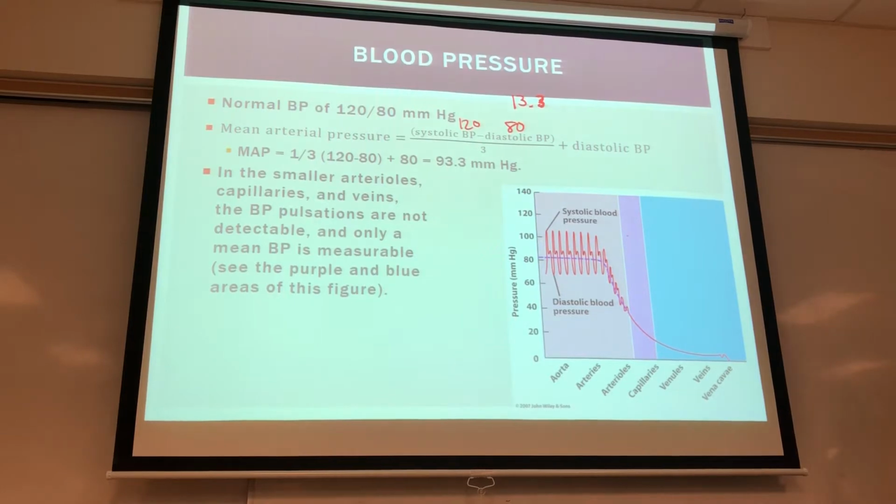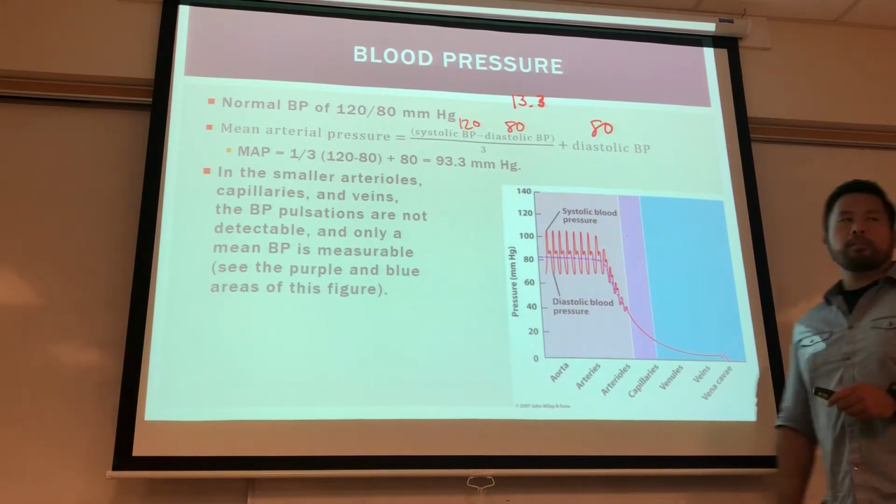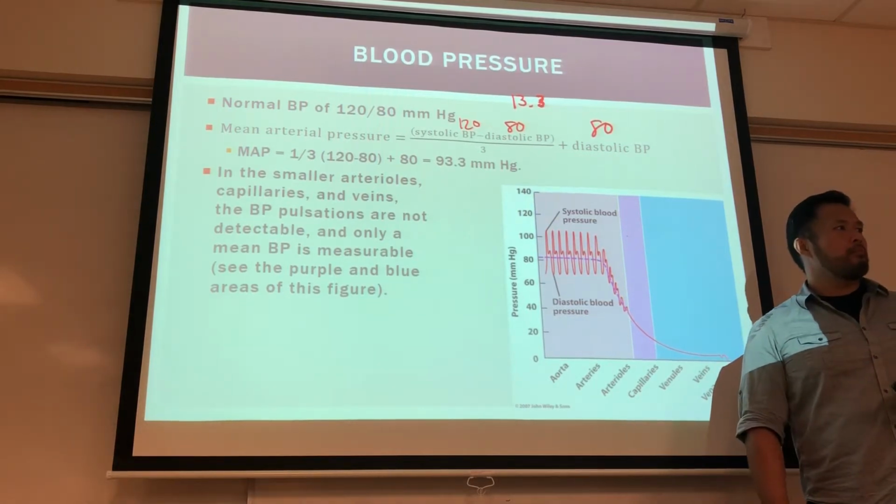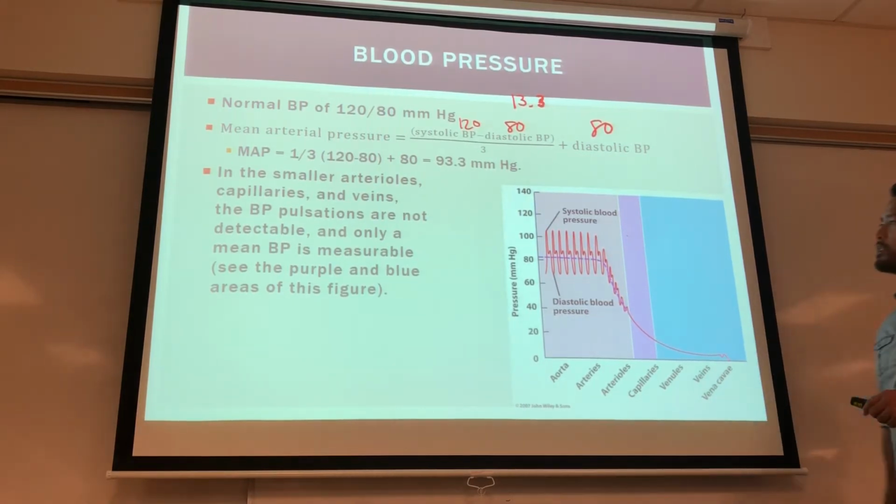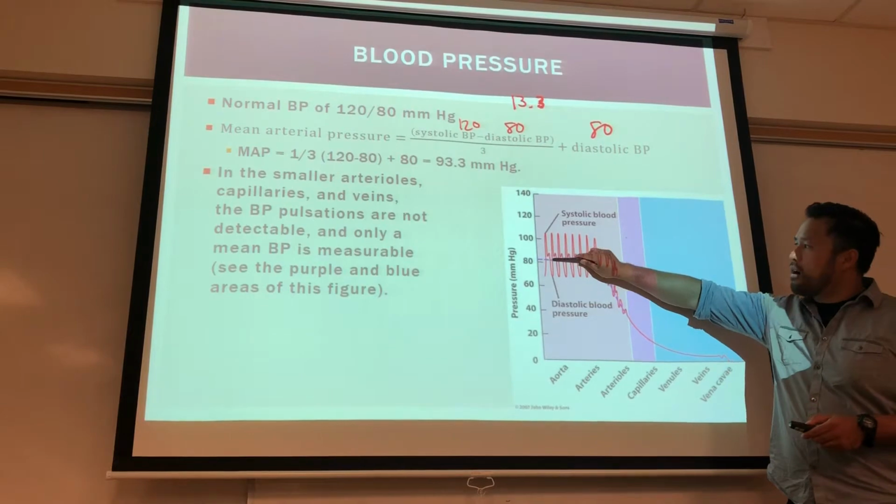So divide 120 minus 80 by 3 and add that to your diastolic pressure. So 80, which is our diastolic pressure, plus 13.3 comes out to about 93.3. That is your mean arterial pressure. And that mean arterial pressure is going to be important because that pressure is going to get conducted all the way down.